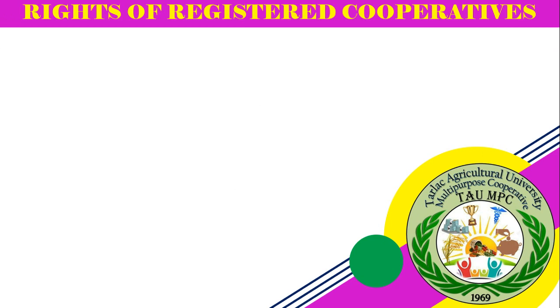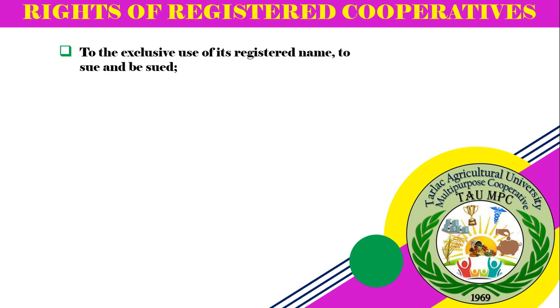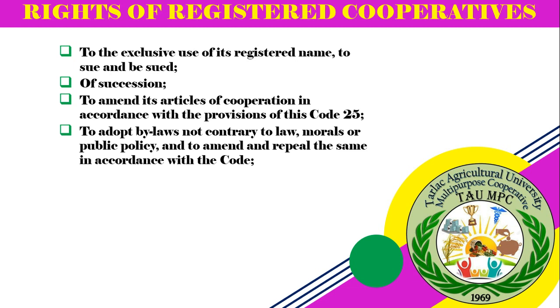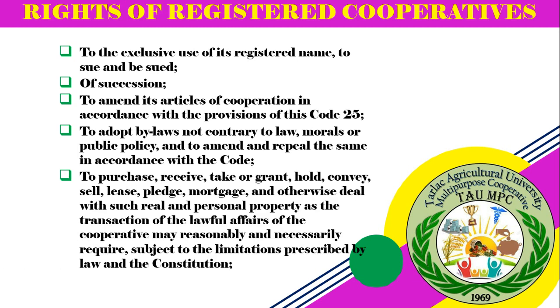Rights of registered cooperatives. There are 12 rights of registered cooperatives. To the exclusive use of its registered name, to sue and be sued. Of succession. To amend its articles of cooperation in accordance with the provisions of this Code. To adopt bylaws not contrary to law, morals, or public policy, and to amend and repeal the same in accordance with the Code.